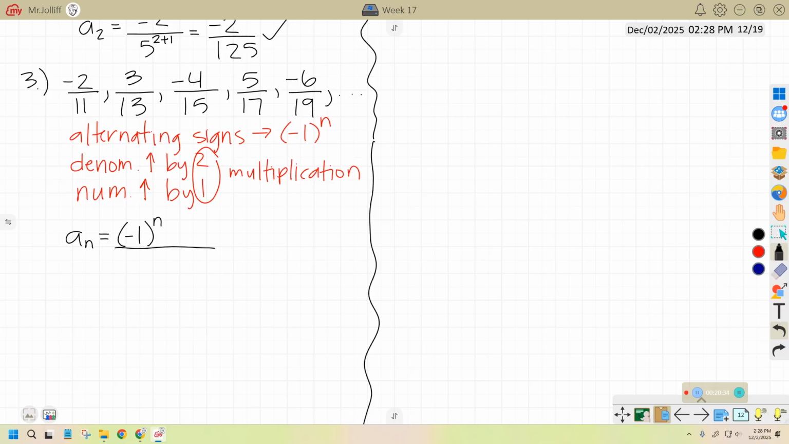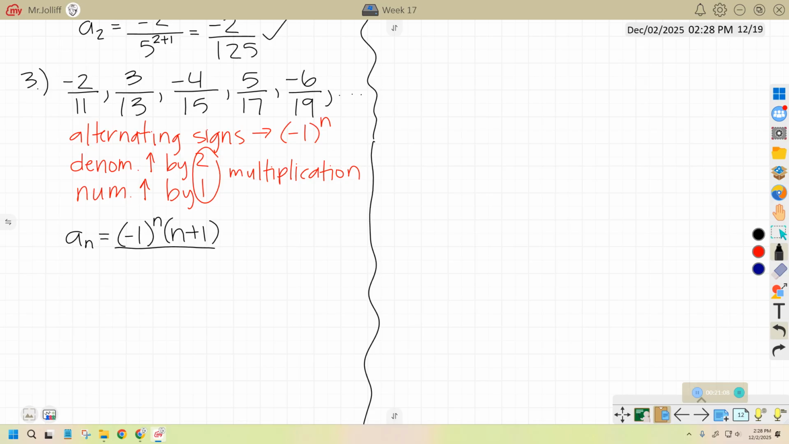Okay. In the top, the gap is 1. I'm multiplying by 1. That's just n. So I know there's an n here. But if I just left it as n, my numerator would be 1 in the first position. It's not 1. It's 2. How do I get from 1 to 2? Plus 1. Yeah, this is n plus 1. Because that way in location 1, I have a 2 on top. In location 2, I have a 3 on top. In location 3, I have a 4 on top. And that matches what I see.